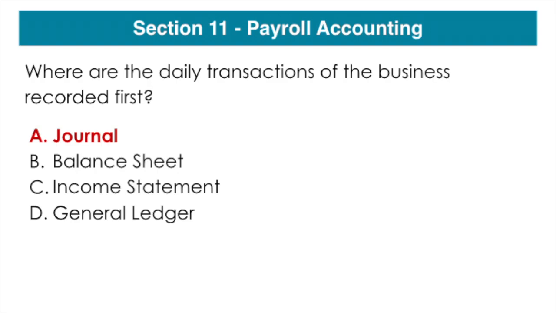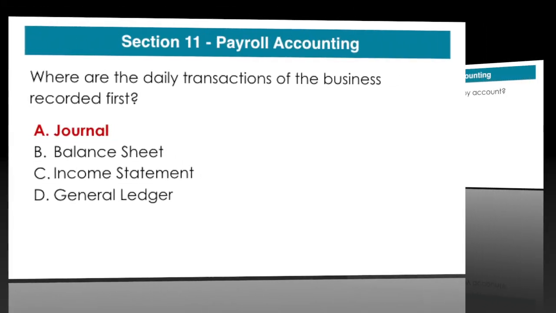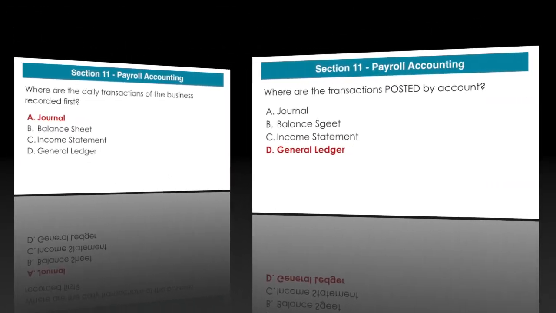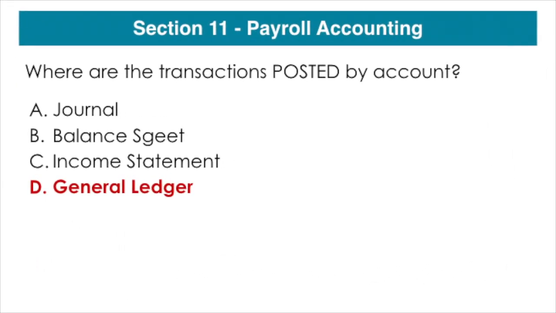Where are the daily transactions of the business recorded first? The daily transactions are recorded in the journal, which is also called the book of original entries. Where are the transactions posted by account? So after we record the transactions in the journal, we post them in the general ledger.